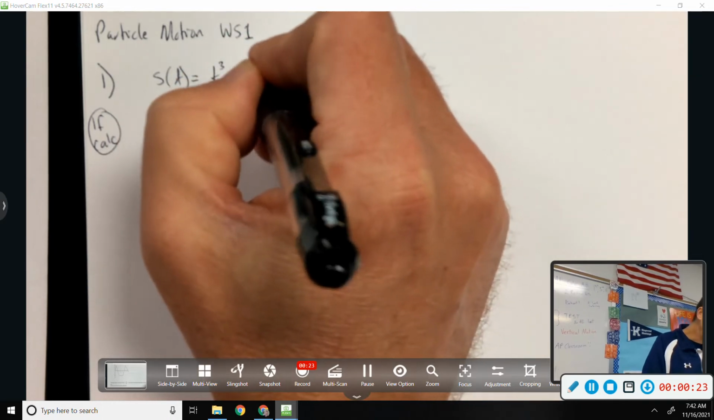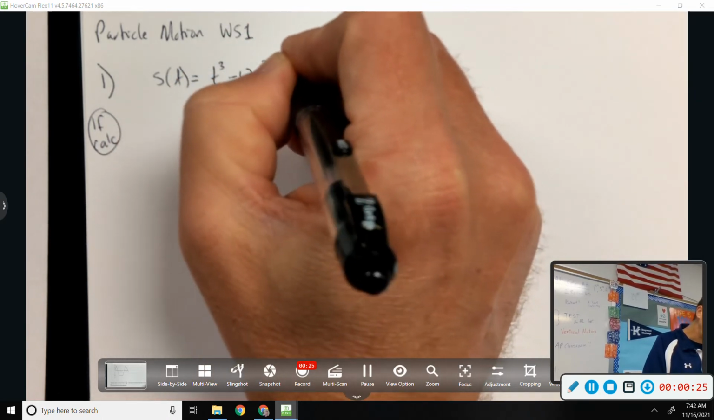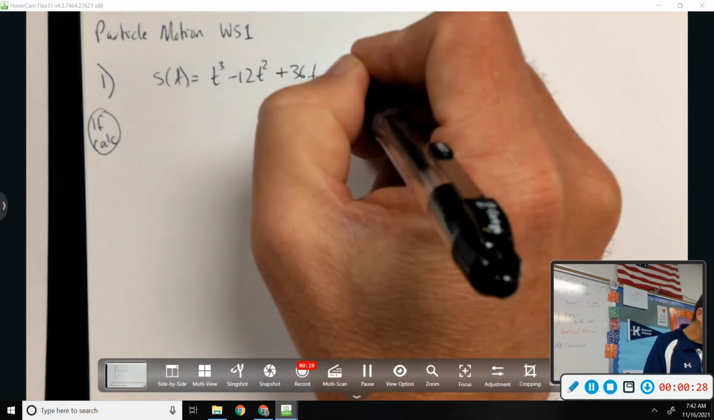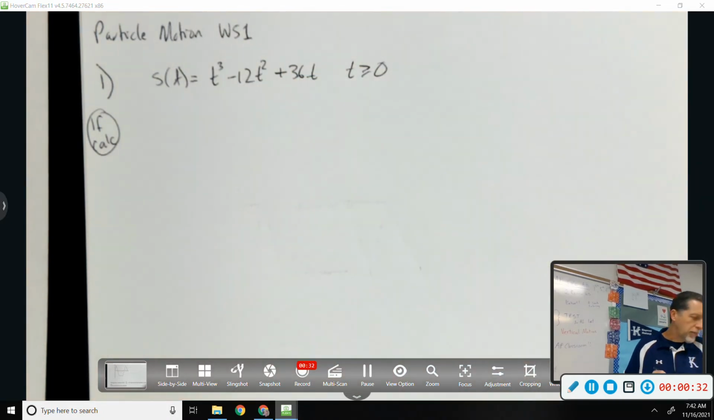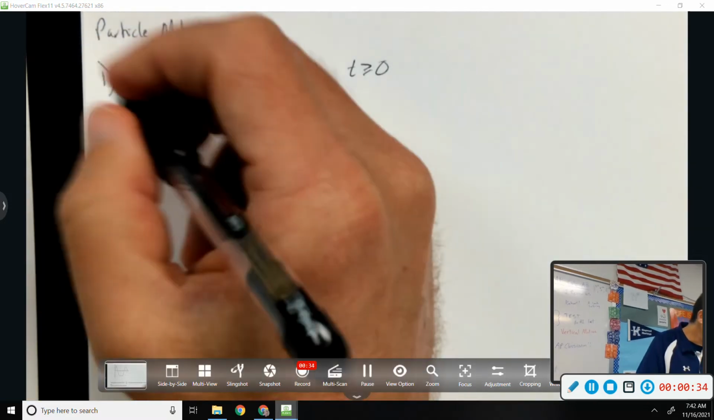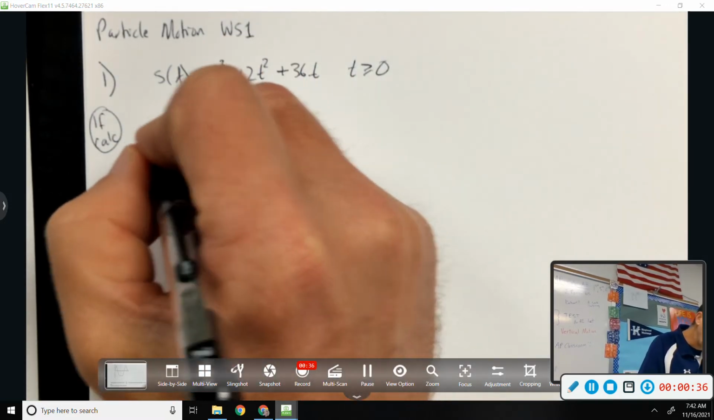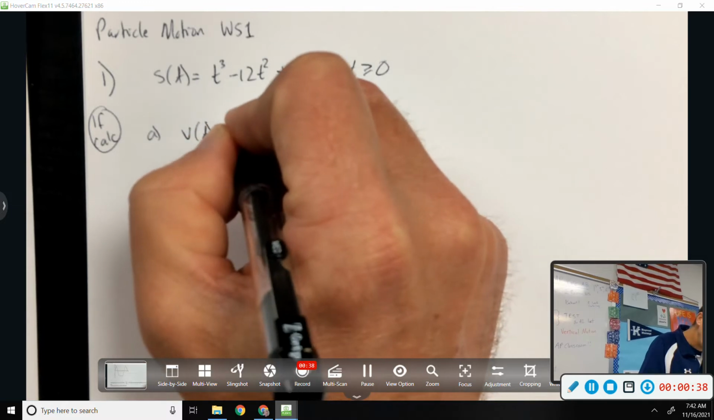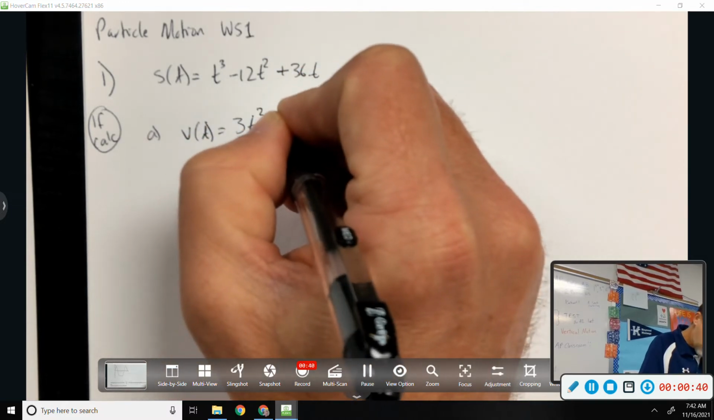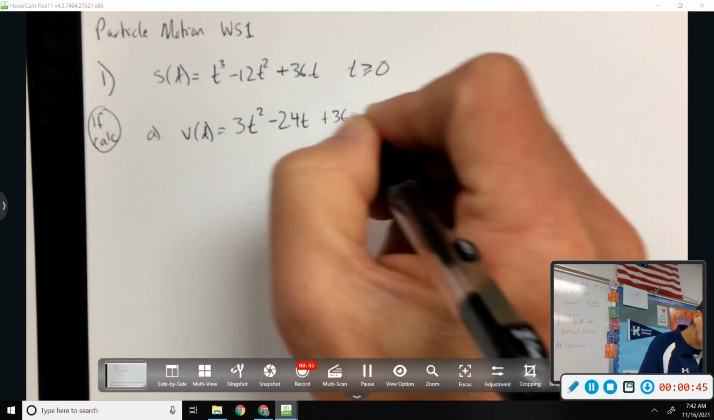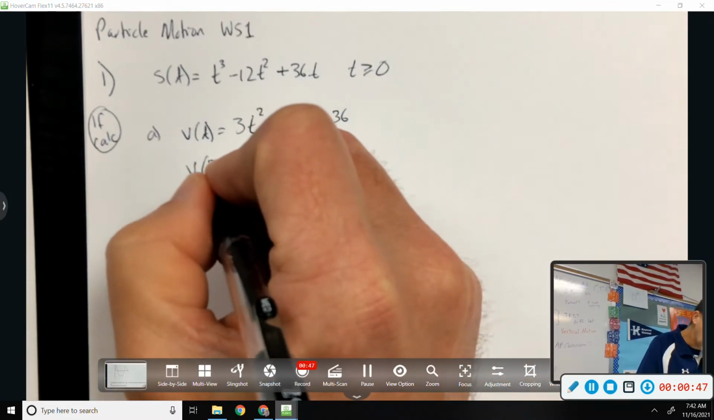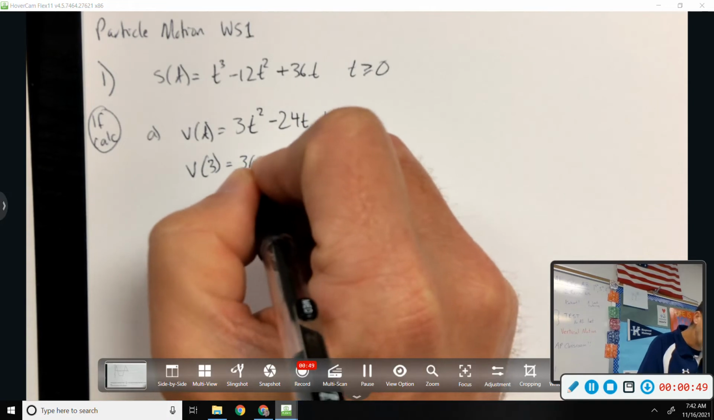And the test is arranged a lot like this worksheet, where there's a problem statement and then a whole bunch of questions after it. Part A, find the instantaneous velocity. Okay, I can do that. I bet that was easy. 3t squared minus 24t plus 36. And at 3 seconds, so plug in 3.